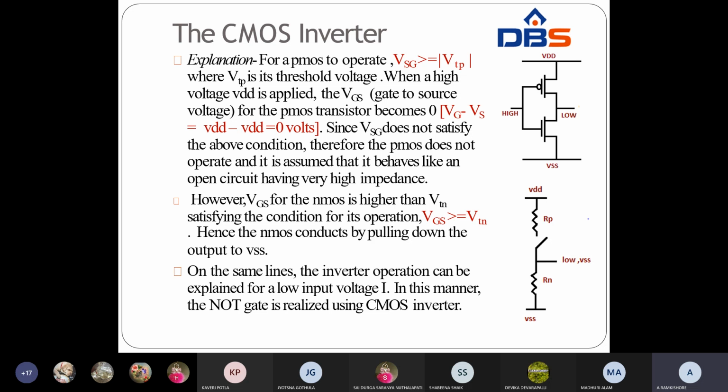However, VGS for the NMOS is higher than the threshold voltage, satisfying the condition. So here we have to observe that the input is high.